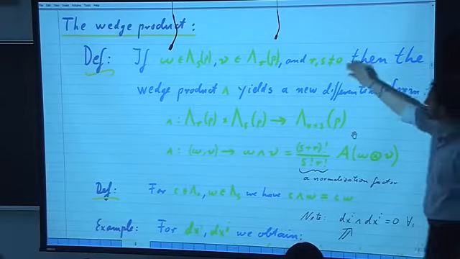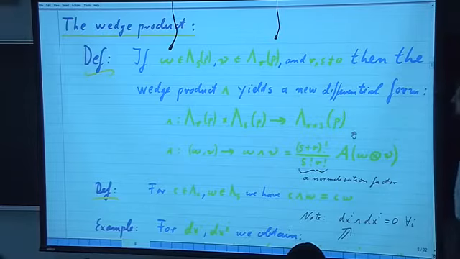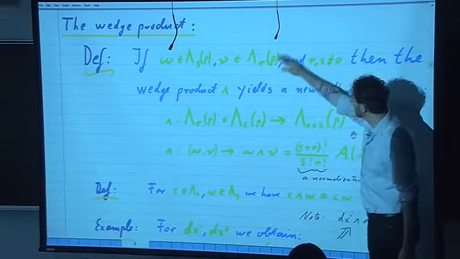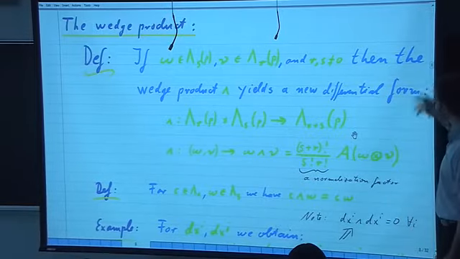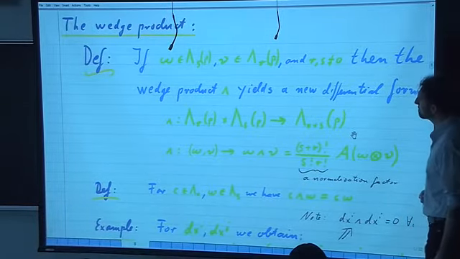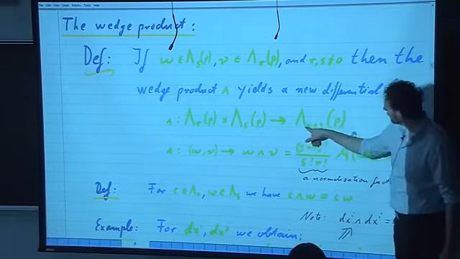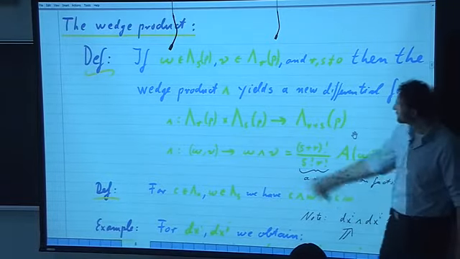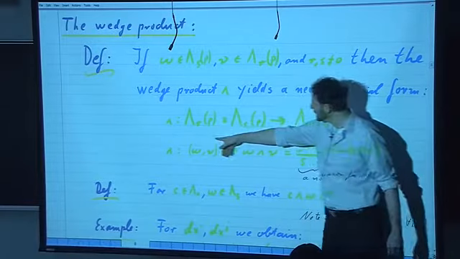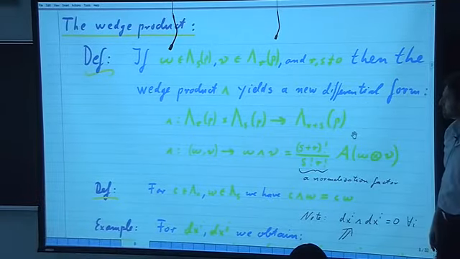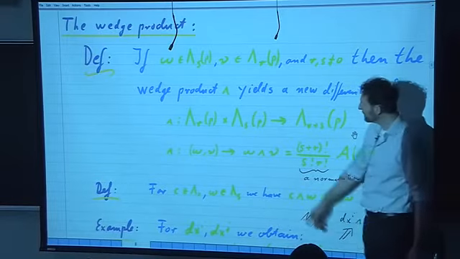It's just too simple if one of them is a function. I'll cover that as a special case in a moment. So let's say we have an S form and an R form. Then the wedge product between the two gives us a differential form of degree R plus S. So we multiply an R form with an S form, and we get an R plus S form at the point P.